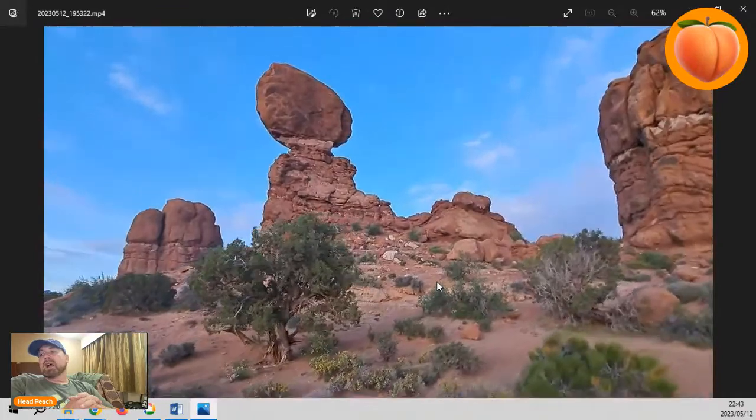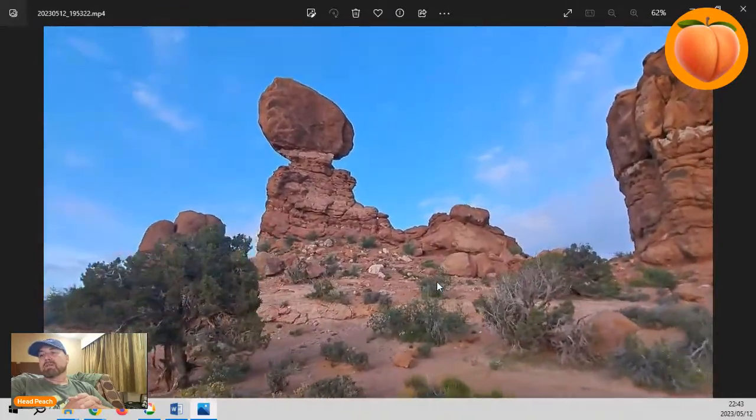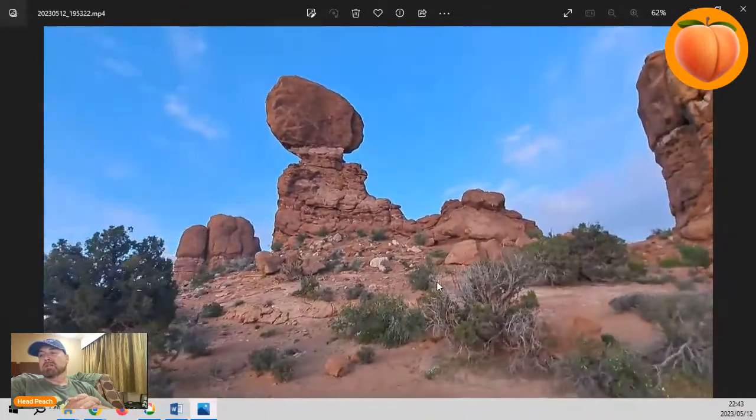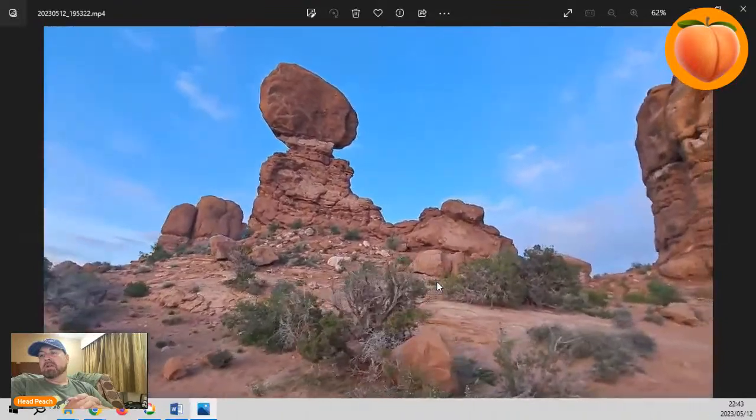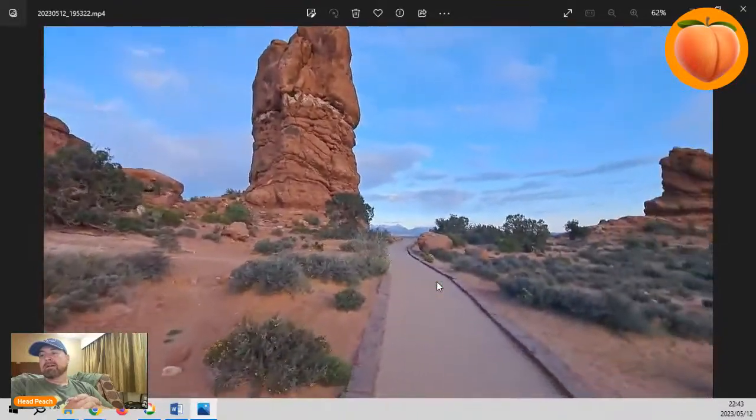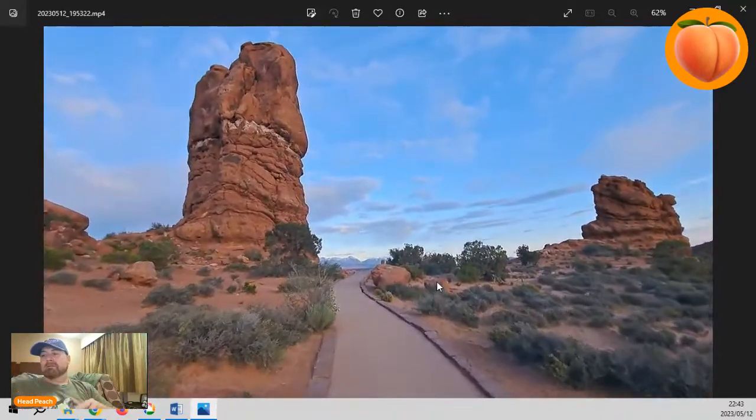It's sort of moving out of the good perspective. That's not really a great perspective. You can't really see much behind it. Okay.